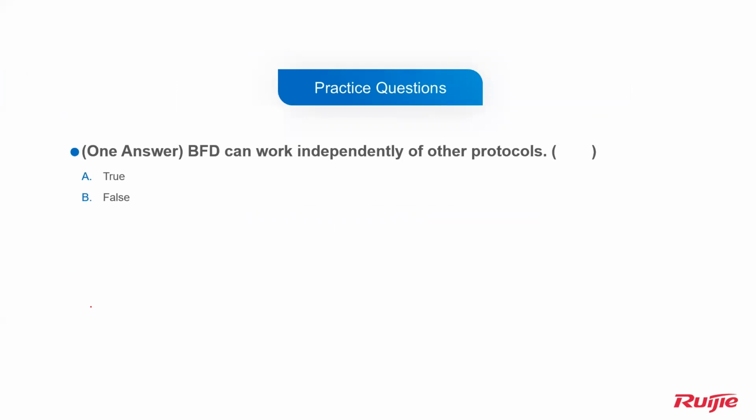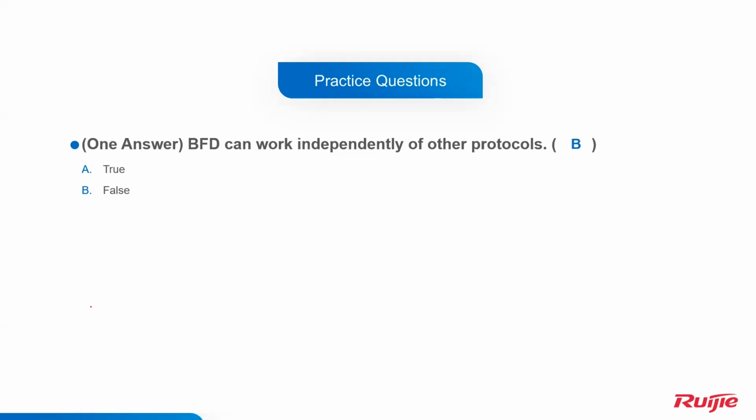Okay, so this is about the configuration of BFD. And for this part, let's see some questions. The first question: BFD can work independently of other protocols. Do you think it's true or false? Actually, it's false, right? Because we see that BFD cannot discover the neighbor by itself. So if we use it to work with some dynamic protocols, for example OSPF, OSPF will discover and establish the neighbor relationship first, and then will send a notice to BFD, and then BFD will set up the BFD session. So this is false. BFD cannot work independently of other protocols.